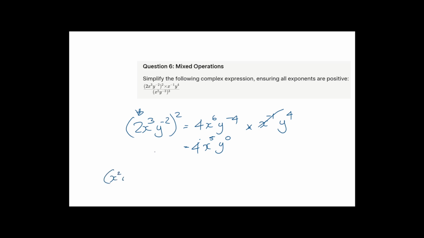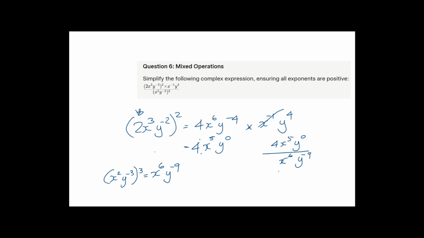x squared y to the negative 3, all cubed. There's no coefficient, so it's going to be x to the power of 6, y to the power of minus 9. So when we put this thing over this thing, we get 4 x to the power of 5 y to the power of 0 over x to the power of 6 y to the power of negative 9.